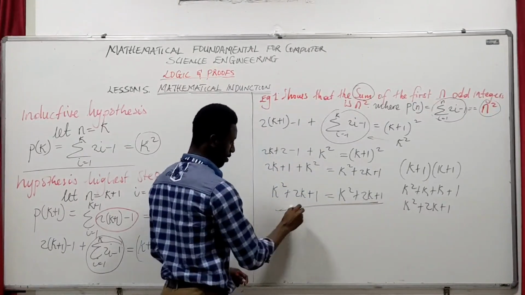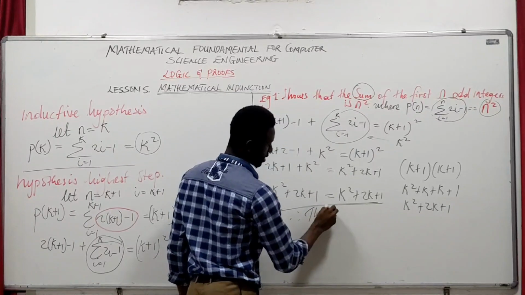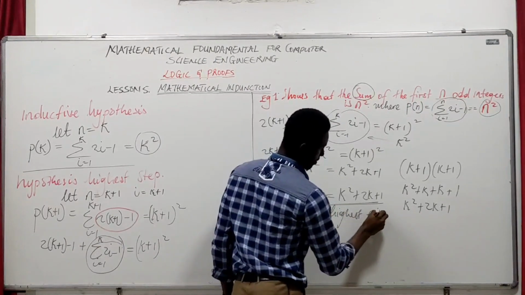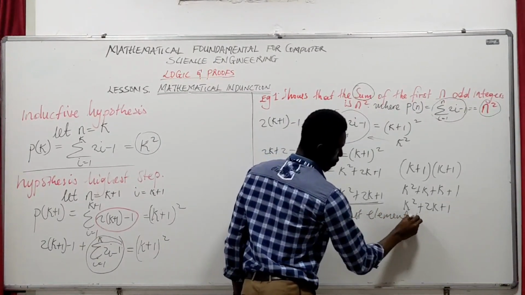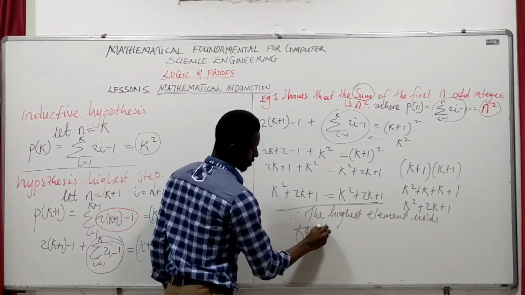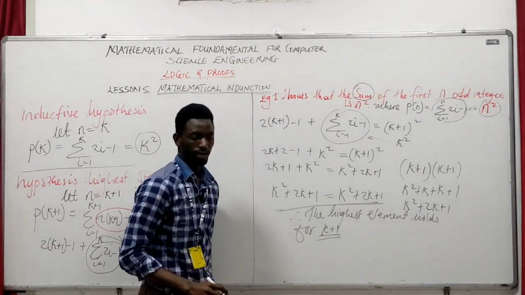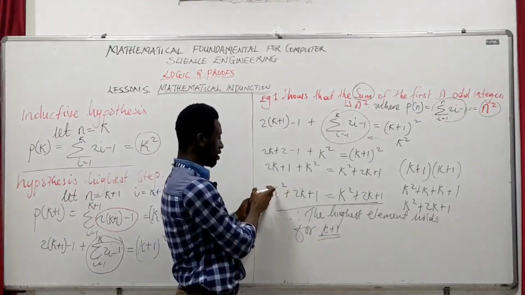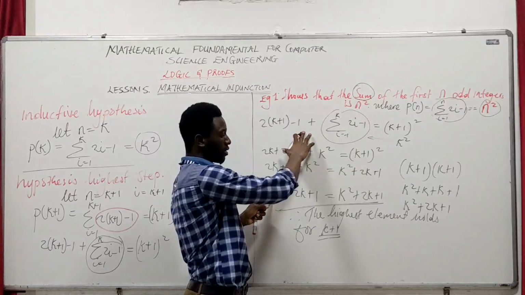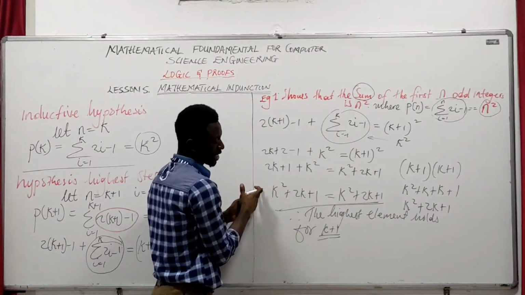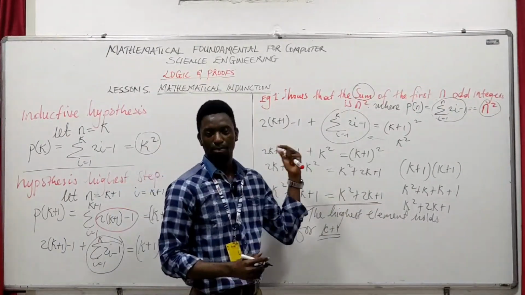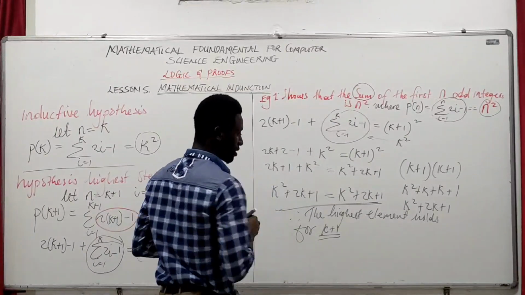Therefore, the highest element holds for k plus 1. Okay? So in this equation, you can see the left hand side is equal to the right hand side. Our target in this equation is just for us to find if this left hand side is equal to the right hand side. Okay? So now let's take another example and see.